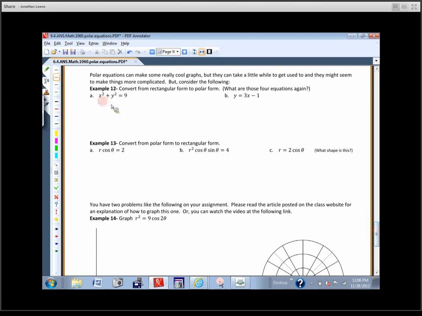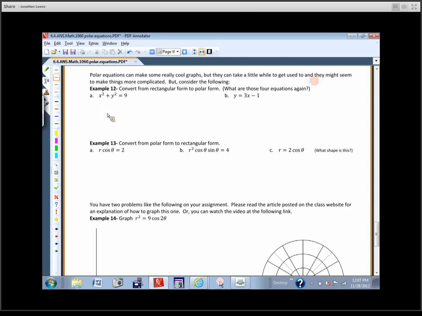So let's see. We've got x squared plus y squared equals 9. Now, you just got out of 1050 last semester. Does anybody recognize this? It's a circle. Where's the center? The origin. And what's the radius? Radius is 3.